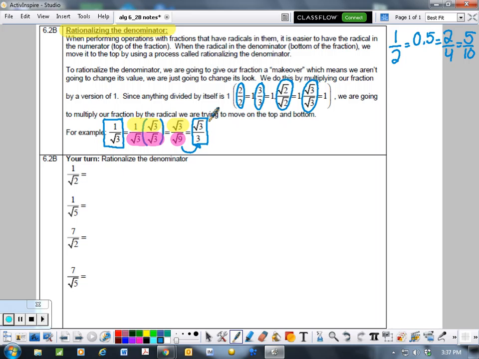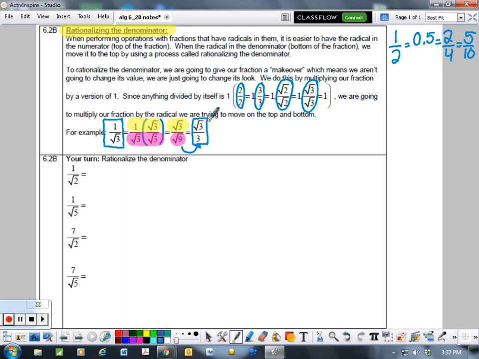Why is that important? Because if we have to add and subtract fractions, we have to have a common denominator, and it's easier to have a denominator that is a number like 3 than the square root of 3. So that's the purpose behind this.